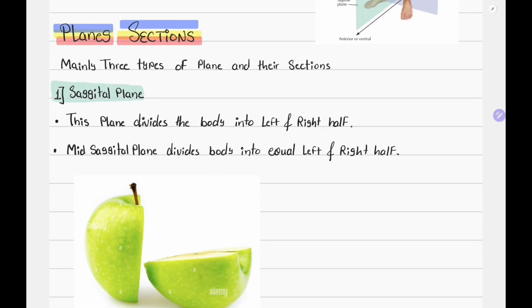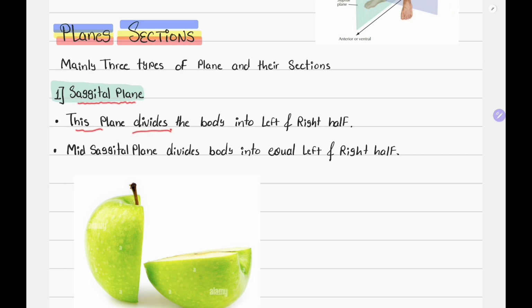There are basically three types of planes, and I'll explain them one by one with the help of an analogy of this fruit, an apple. There are mainly three types of planes and their related sections, which I have already told you. Planes are the axes and sections are the slices of the body that are made corresponding to that axis. So our first plane is the sagittal plane.